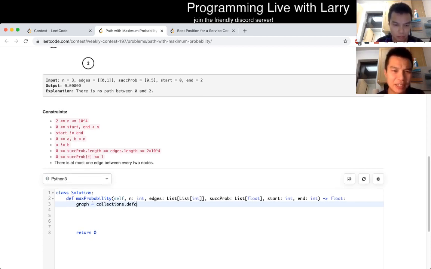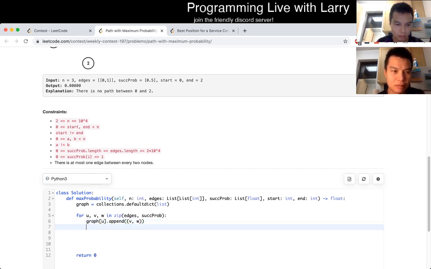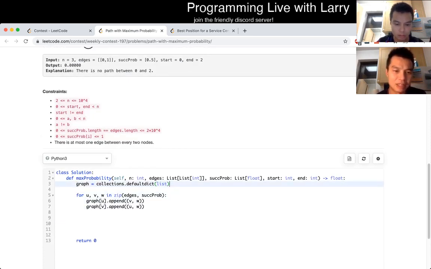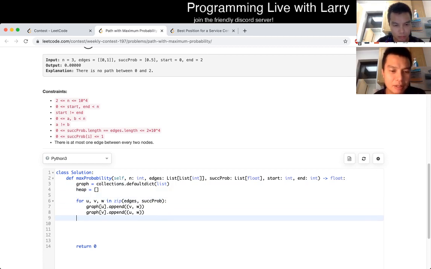Yeah, I was just thinking about the data structure for a second, whether I need to convert it, and I ended up converting it to an adjacency list with the success probability as the edge. And then I was just like, okay, let's just do a Dijkstra. Let's put a heap, and do.